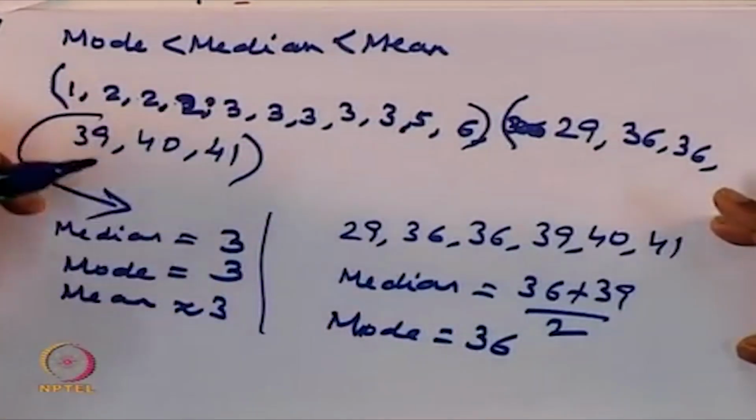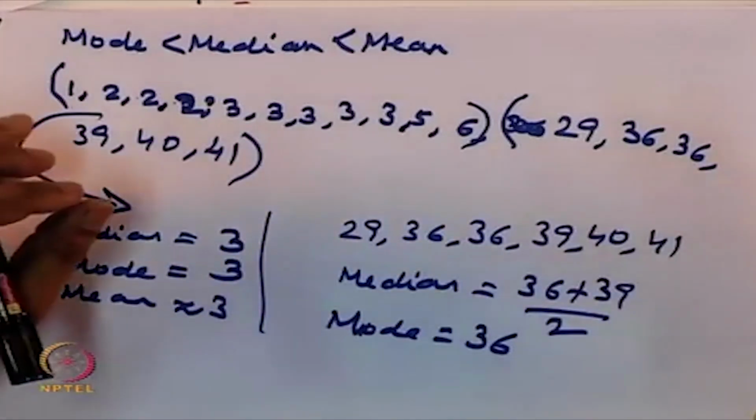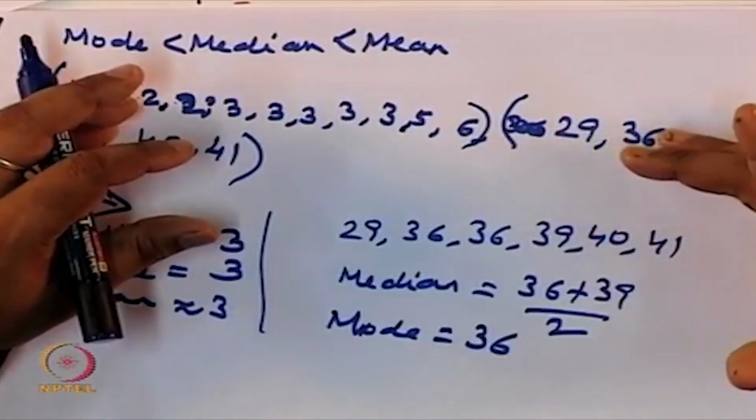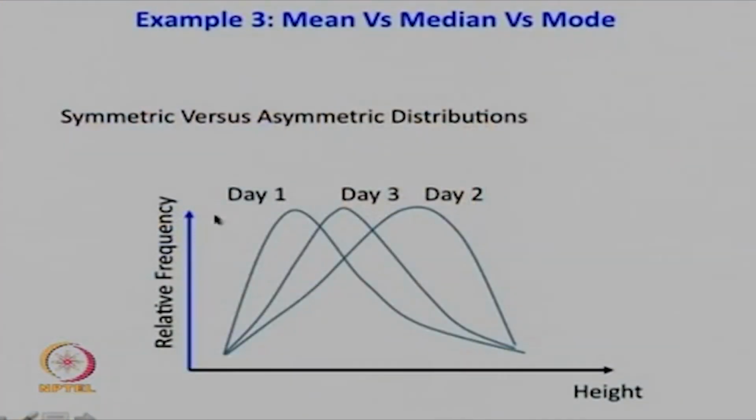So, what you see here is that in the previous case it seemed there were only 3 outliers, but in this particular case there are clearly 2 different sets. So, it begs the question of what would be the best way of quantifying this kind of data. Let us take this example of a symmetric versus an asymmetric distribution. In 3 different days you can have 3 different height distributions. On day 3 the data is very symmetric, on day 1 it is skewed to the left, on day 2 it is skewed to the right.